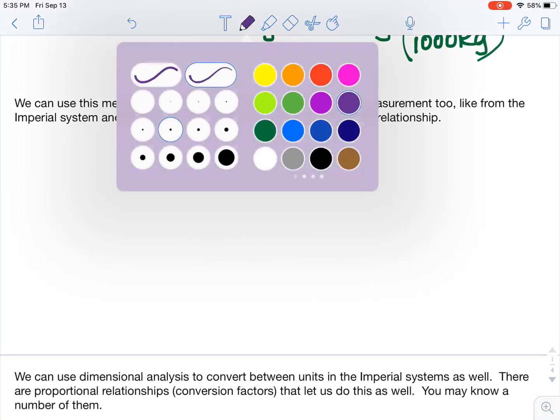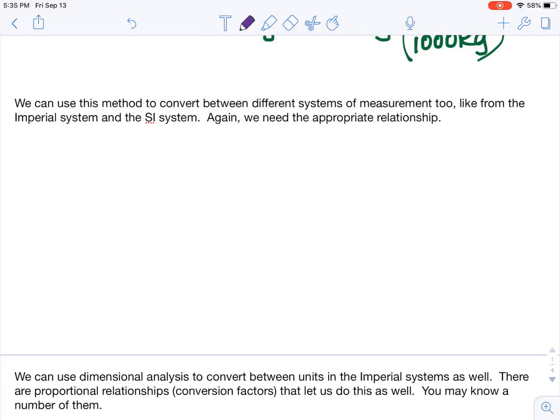Another way that we can use this method is by converting between two different types of measuring systems. So the imperial system, or the English system, which is the system that we use here in the United States for non-scientific purposes, often requires that we convert something like feet or inches or miles into metric system units like centimeters or meters or kilometers. Again, we need the relationship that is going to allow us to do that. And most of the time you are going to be given this relationship, so you're not going to need to memorize what the relationship is between imperial units and metric units.